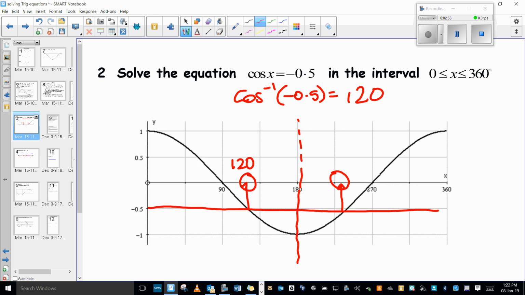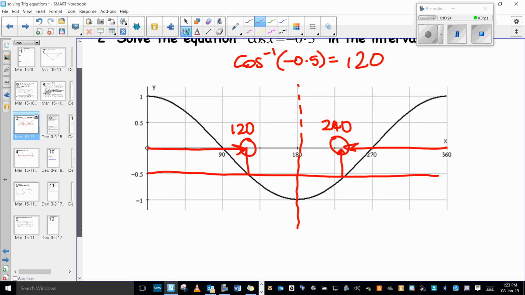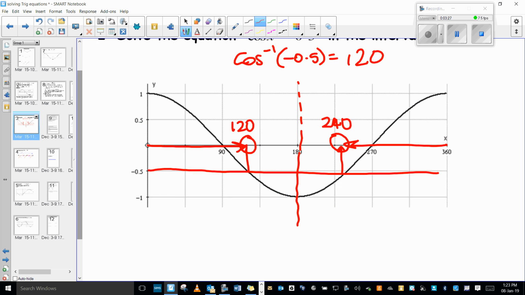So we've said that this measurement here is 120. So what's this? Where's going to be 120? 360 minus 120. Yes, Jennifer. Two points. Good job. Are we happy with that? Yeah. So we did 360 minus 120. So our answers are x equals 120 and 240.